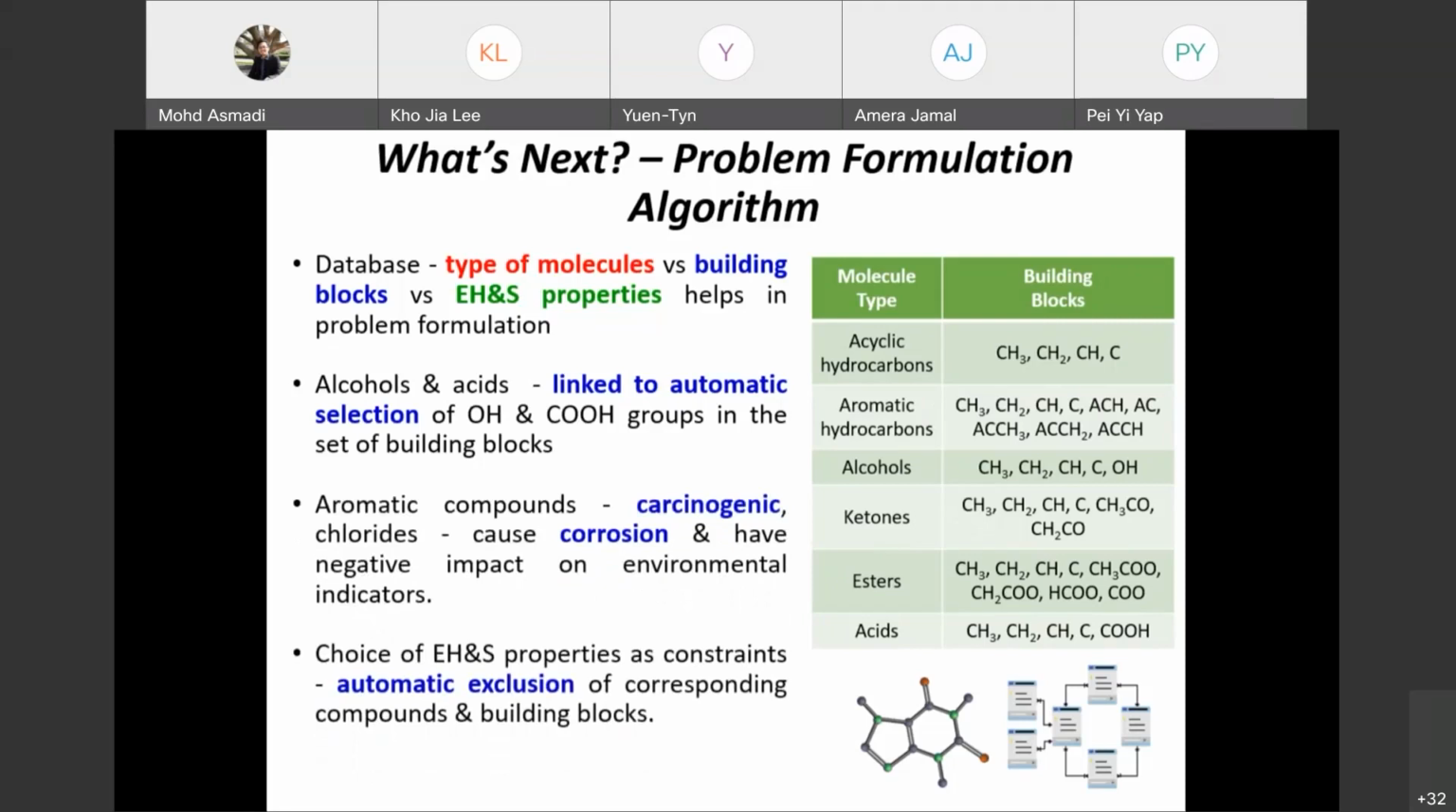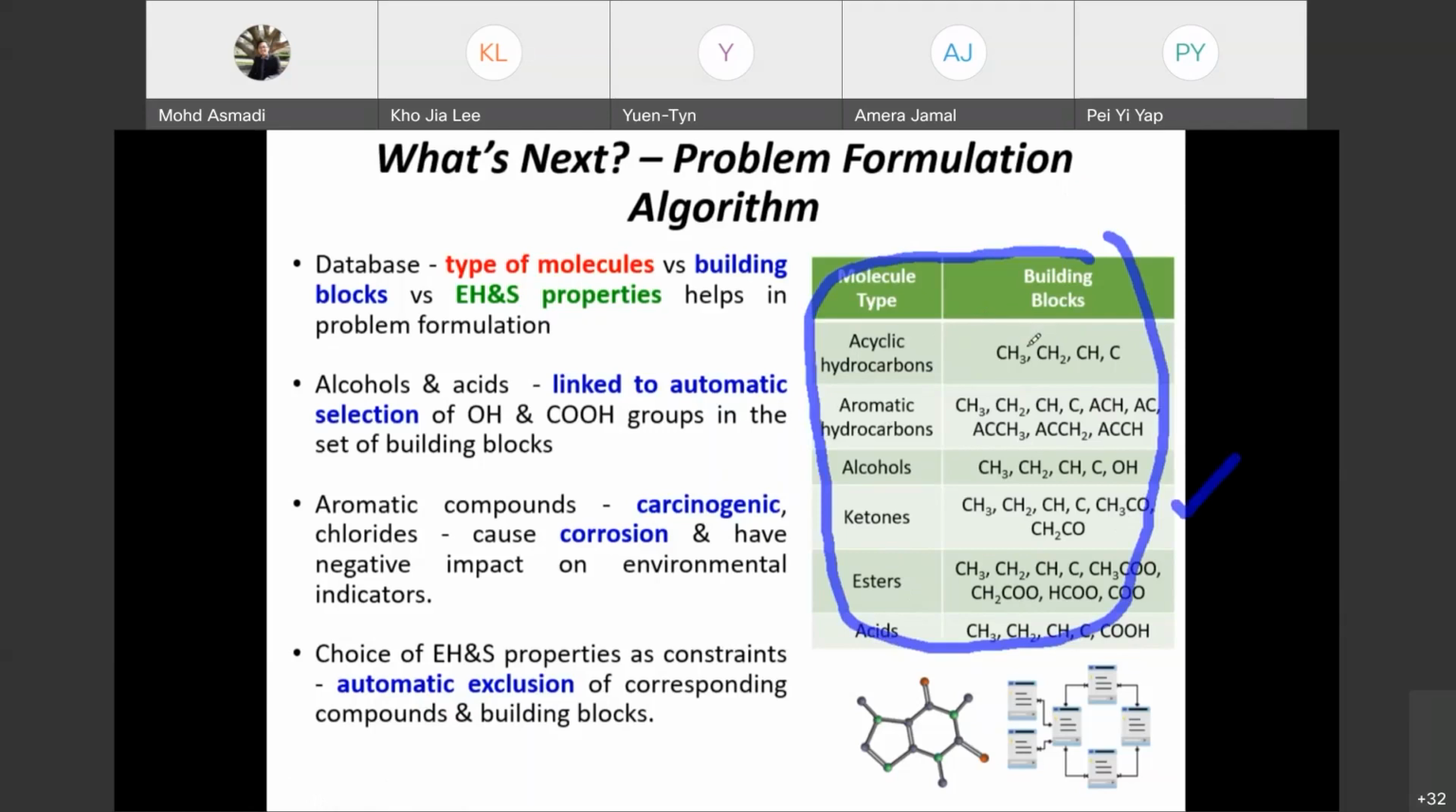So selection of molecular types such as alcohol and acid can be linked automatically to a selection in the building blocks for these functional groups. So we cannot omit it. If you want to design an acid, COOH must be there. On the right side is the example of simple monofunctional molecules. We have acyclic hydrocarbons, aromatic hydrocarbons, alcohol, ketone, ester, and acid. I think you already learned this in organic chemistry, right?